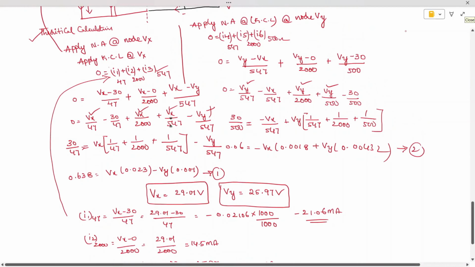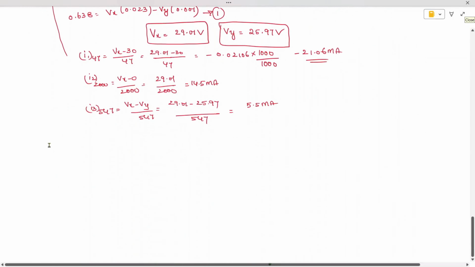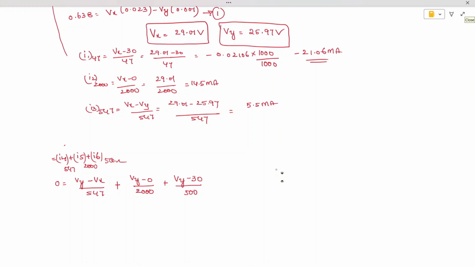Okay, so next we need to find these three currents also. Now we require the fifth current I5 across the 2000 ohm resistor. What is this I5 current? It is Vy minus 0 divided by 2000. What is the value of Vy? 25.97 divided by 2000.